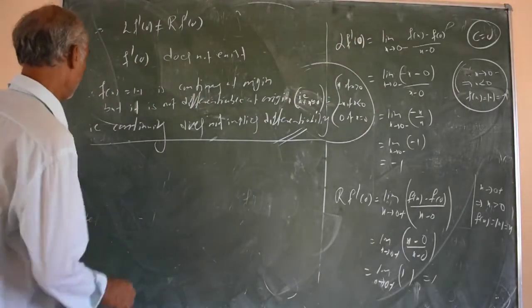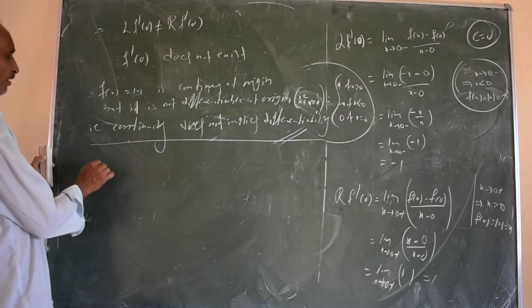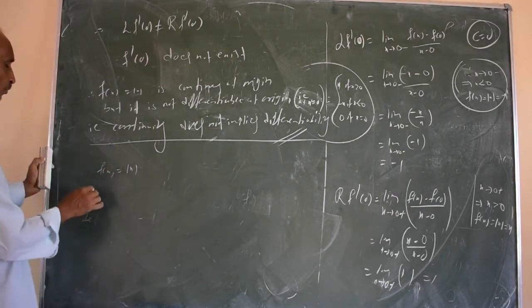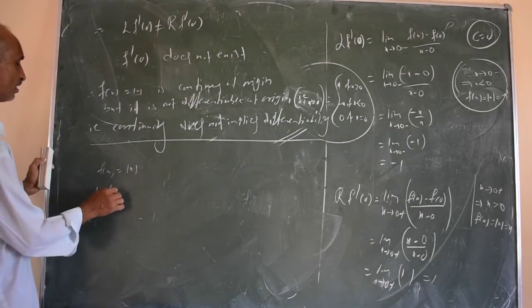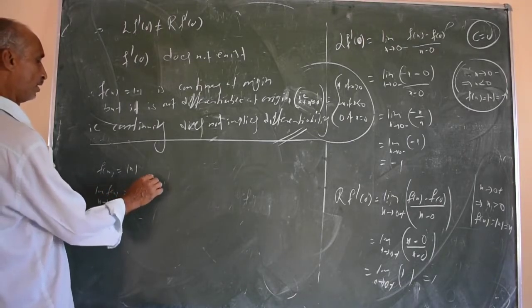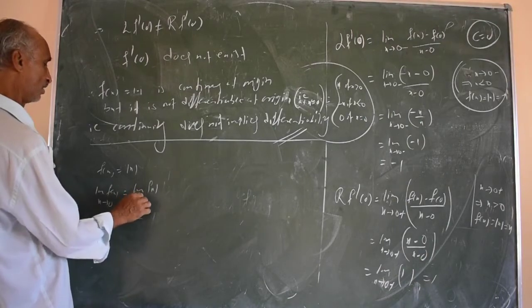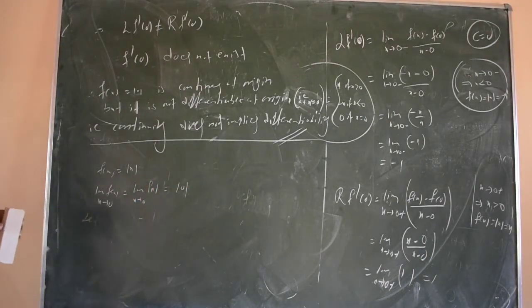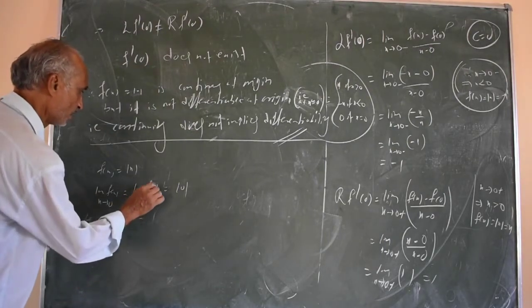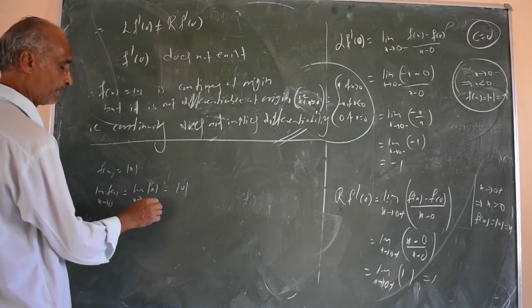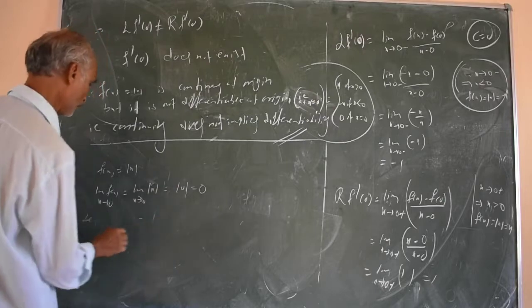So f of x is mod x, and it is continuous at origin. To prove it, the limit of f of x as x tends to 0 is equal to the limit of mod x as x tends to 0, which is mod 0. How to prove a function is continuous? The limit of the function must equal the value of the function. f of x is mod x, evaluated at 0 it is mod 0, which is 0.